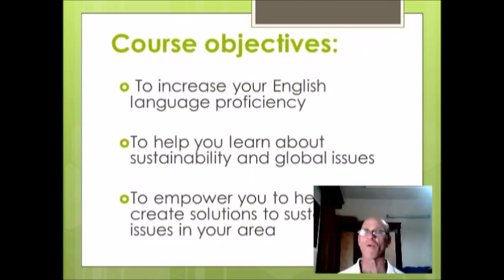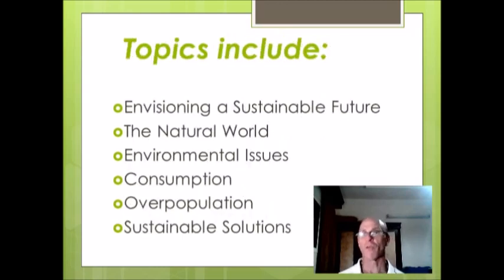The objectives of the course are to increase your English language proficiency, to help you learn about sustainability and global issues, and to empower you to help create solutions to sustainability issues in your area. Topics for the course include envisioning a sustainable future, the natural world, environmental issues, consumption, overpopulation, and sustainable solutions.